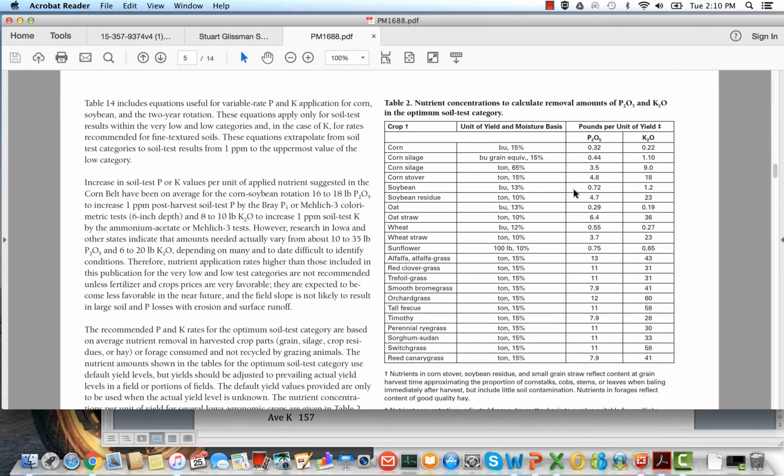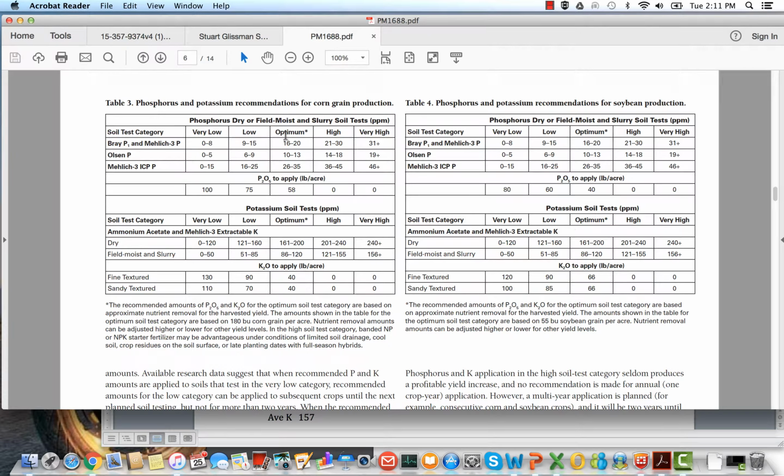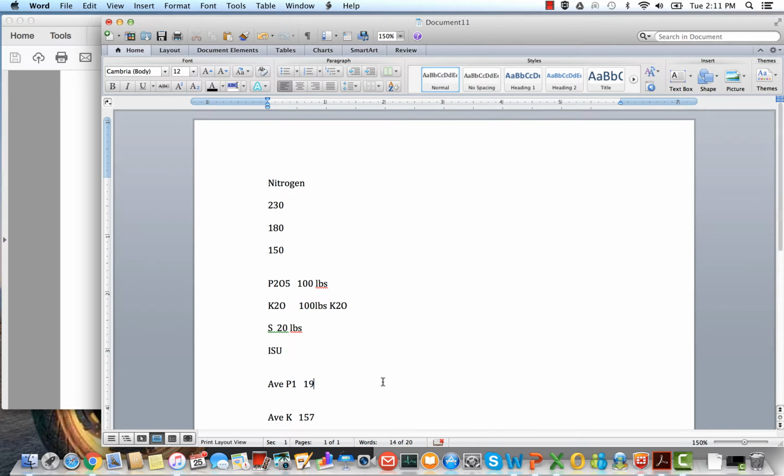Now, a key thing that we need to know is removal, because I think we're going to have some removal-related recommendations here. So remember, according to Iowa State's removal guide, it's 0.32 pounds of P2O5 and 0.22 pounds of K2O for corn grain. Then we're going to make a recommendation for corn using the P1 Bray and Mehlich 3 P category, and our average P1 number was 19. Off of that, Iowa State is going to say you're in the optimal category.